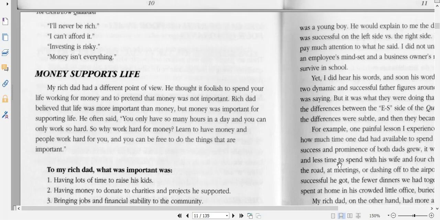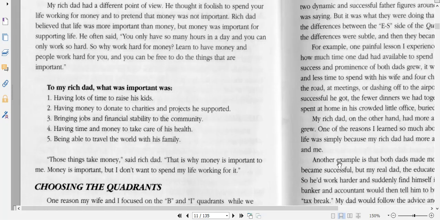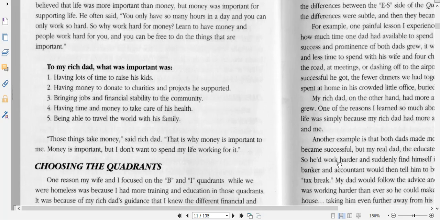He often said, you only have so many hours in a day and you can only work so hard. So why work hard for money? Learn to have money and people work hard for you, and you can be free to do the things that are important. To my rich dad, what was important, number one, was having a lot of time to raise his kids.